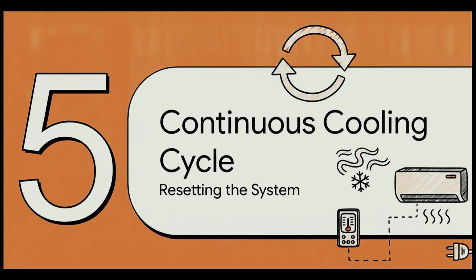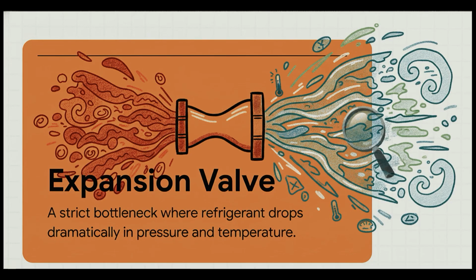Section 5. The continuous cooling cycle. But hey, we aren't done yet. To make this an effective long-term solution, this system has to reset. Enter the unsung hero of this entire operation, the expansion valve. Right now, the refrigerant is a high-pressure liquid. But to absorb heat again, it needs to be cold. So the liquid refrigerant passes through this expansion valve, which acts as a strict bottleneck. As it forces its way through, the refrigerant experiences a sudden, dramatic drop in both pressure and temperature. This almost magical physical reaction instantly chills the refrigerant down, getting it completely ready for another round.